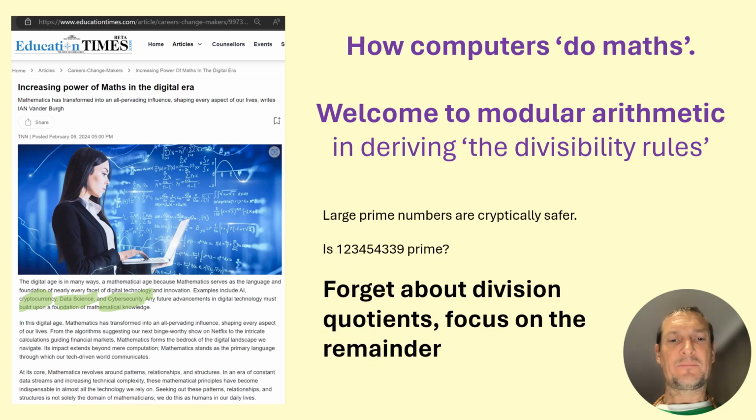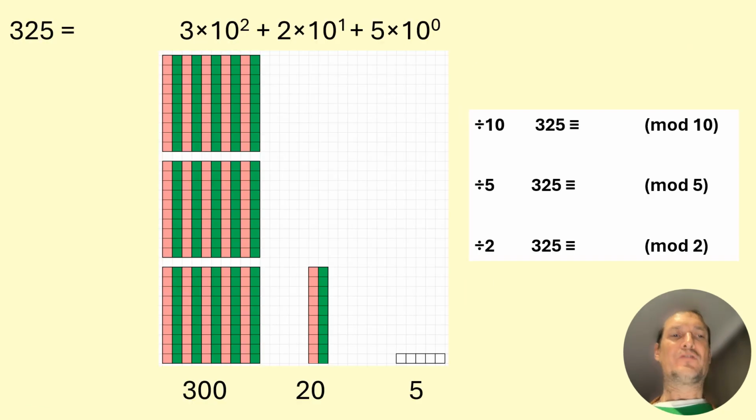In base 10, we've got a number 325. If we're going to divide by 10, we know there's no remainder in the tens. There's no remainder in the hundreds, etc., thousands, so we can ignore all of those. So what's the remainder? 5. So 325 is equivalent to 5 in modulo 10. That's how we say that statement there.